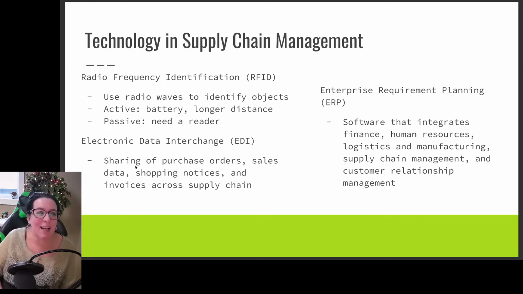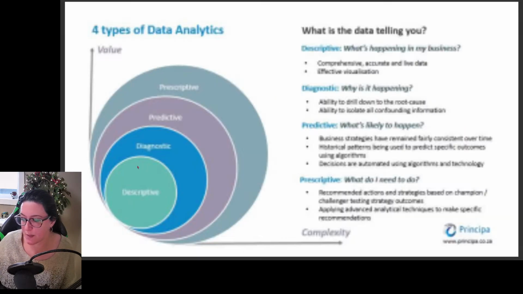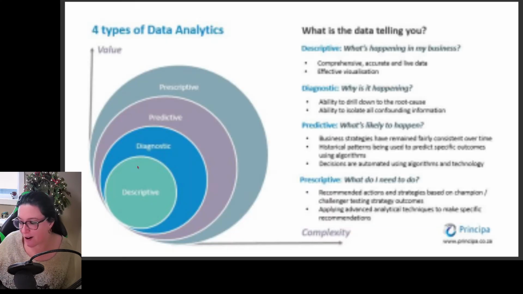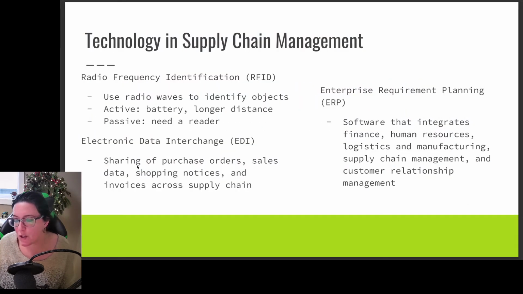So we can use technology to help us in that process. And as we talked about here, going back to the data mining and the dashboards in terms of describing what's happening, summarizing the performance of our supply chain to help us track where materials are going, how quickly they get there. We can use RFIDs, radio frequency identification.